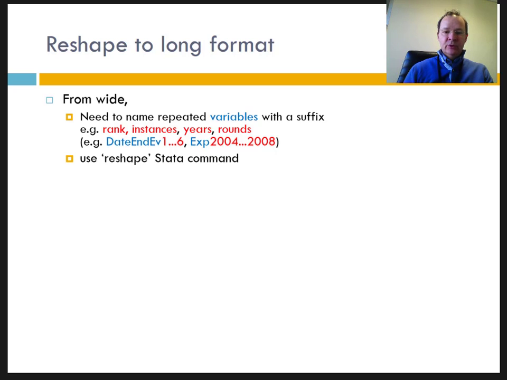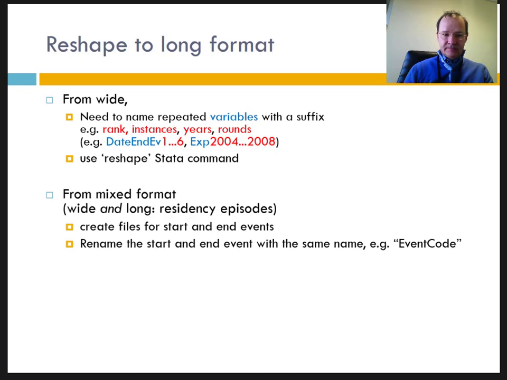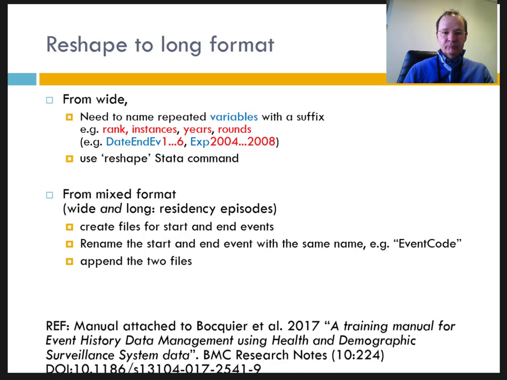Look for the help menu of reshape for details on the syntax. If you have mixed data format, the easiest way is to create 2 separate files. One for start event, another for end event. Then you rename the event variables with the same name in the 2 files, for example, event code. Lastly, you append the 2 files. All this is explained in the manual attached to our BMC research note.